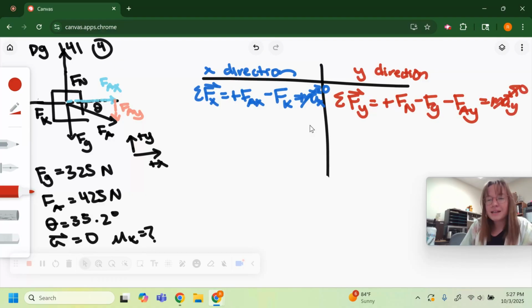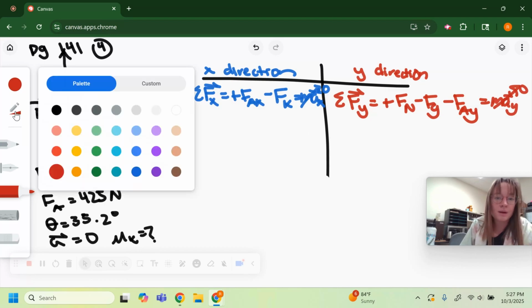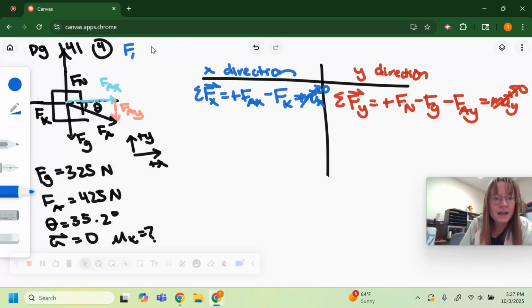Now there's one last thing that I want to show you here, and I'm actually not going to finish out this problem with you. I will allow you to try to finish this problem on your own. You could and should take a little second and off to the side write things like, yes, I could find Fax, and Fax would be Fa cosine of theta based on my diagram.